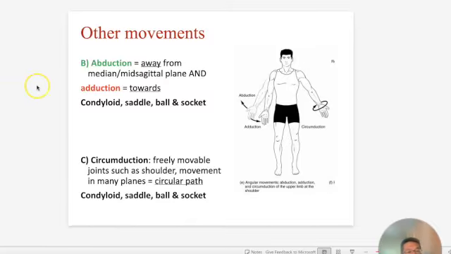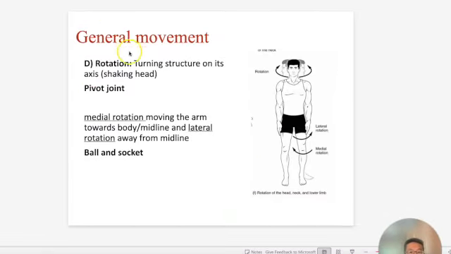This is the abduction. Abduct is away from the body, away from the midline, like an alien abducting you. Adduct is coming toward the body. Circumduction, encircle. And we have rotation: lateral rotation going outside, medial rotation going inward. And that's just a general rotation.